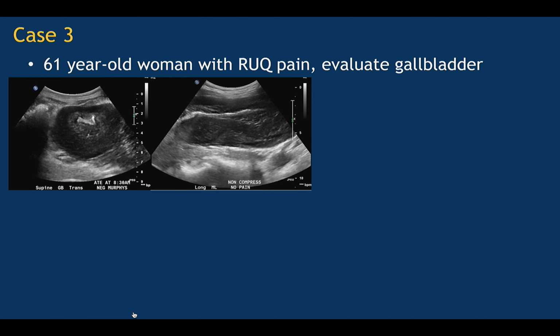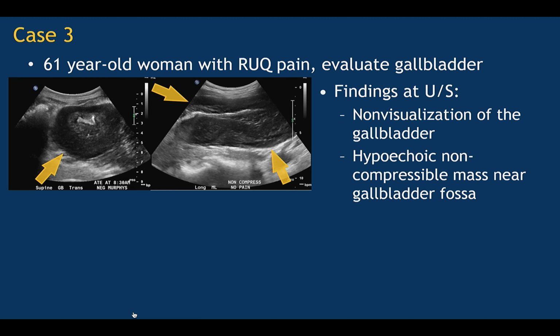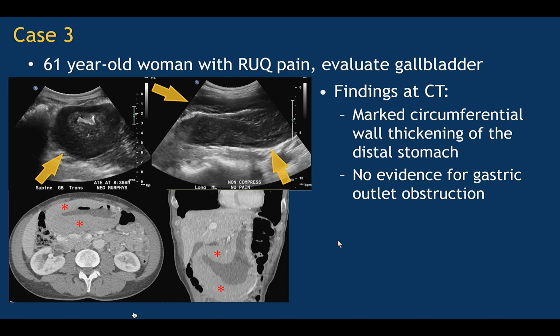Case 3 is a 61-year-old woman with right upper quadrant pain, and we are asked to evaluate the gallbladder. At ultrasound, we couldn't find the gallbladder, but we did see a hypoechoic non-compressible mass near the gallbladder fossa. There was also this thin echogenic line here centrally, seen on both transverse and sagittal sonography, and it was thought this could represent collapsed lumen or mucosa, and the patient went on to CT.